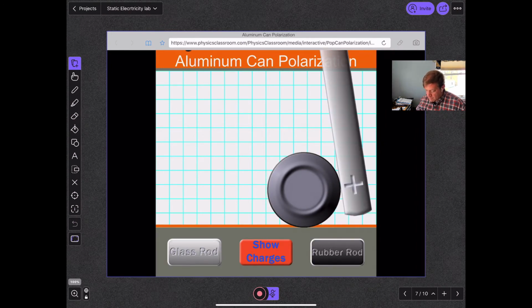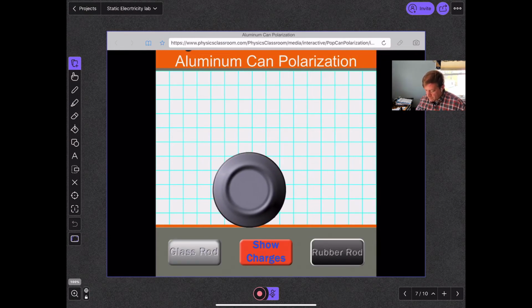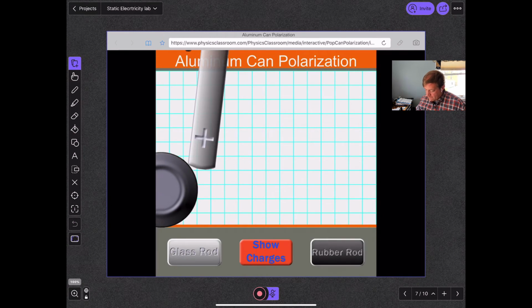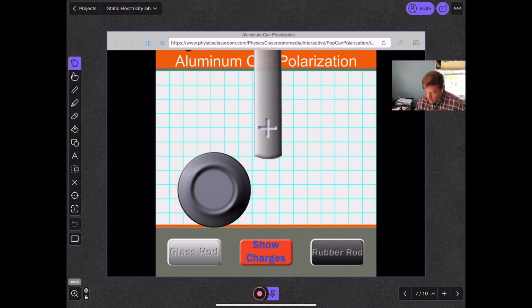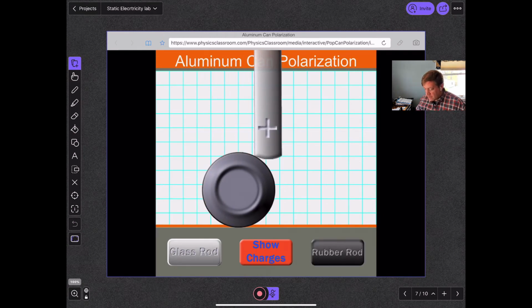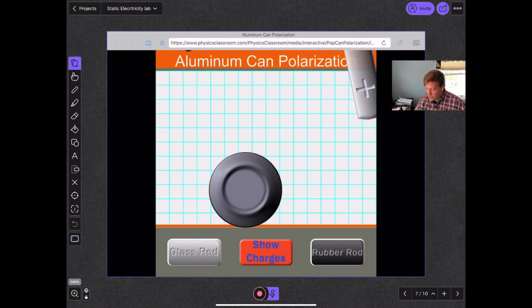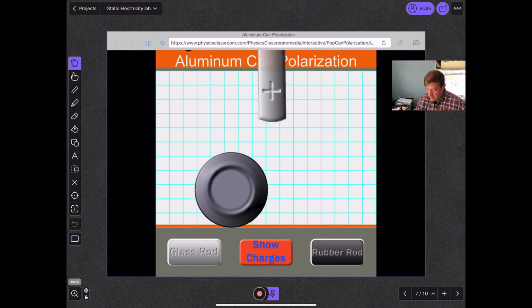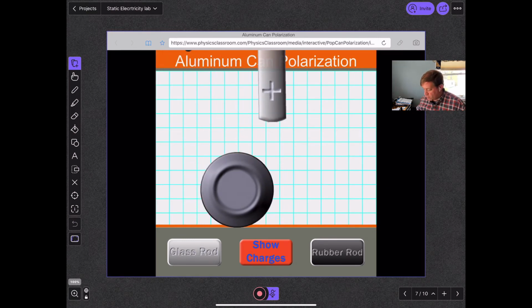Now you can put in both of these, the glass rod and the rubber rod, at the same time. You used to be able to. Maybe you can't. Oh, the rubber rod is not appearing. Oh, maybe it's way up there off the screen. Yeah, I think it is, but it needs to be reset. I'm not quite sure why, but I must have pushed it out of the way too far. I think I see it right up above the word aluminum.